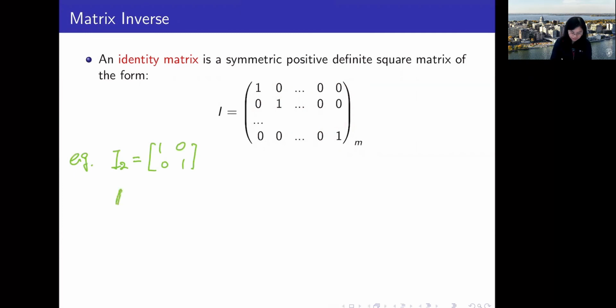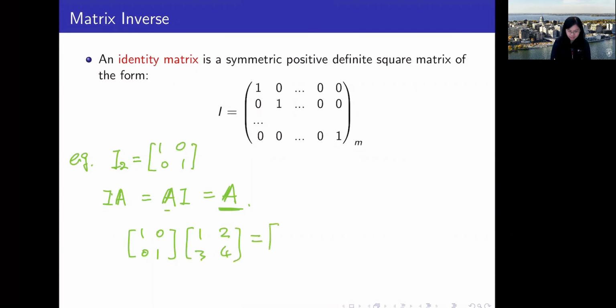So for any matrix A, regardless of whether you right multiply it or left multiply it, as long as the product is conformable, you get the same matrix back. So that's why it's called an identity matrix. Multiplying anything will give you an identical matrix as before. You can verify that with an example, say 1, 0, 0, 1 times anything, say 1, 2, 3, 4, and you get the same matrix back.